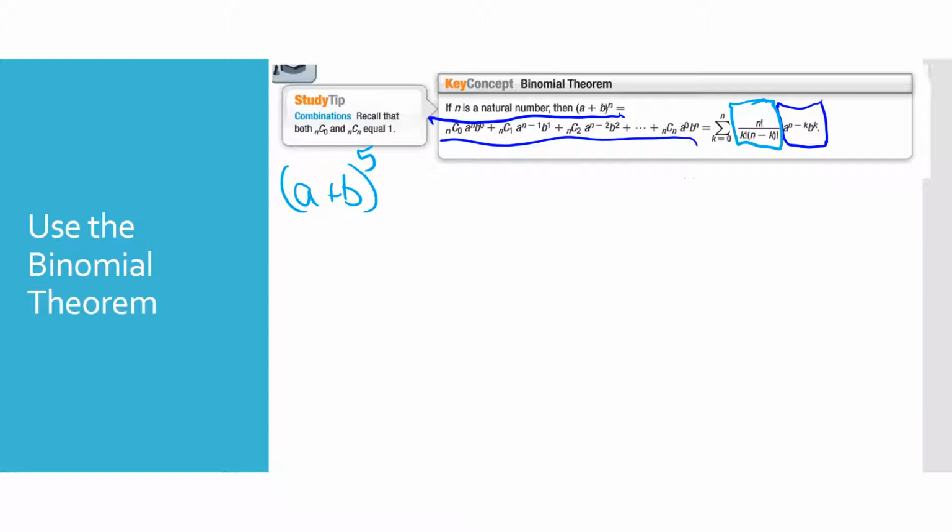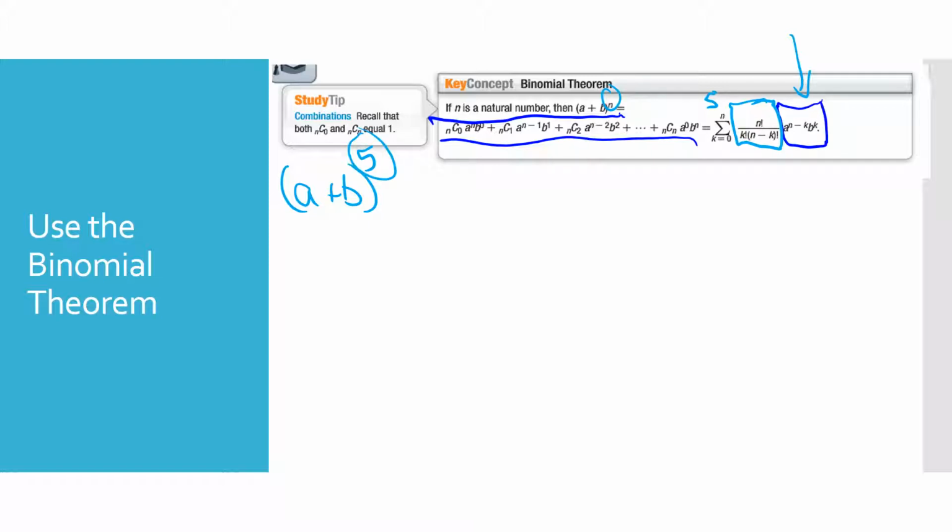So I've got a plus b raised to the 5th power, and I want to draw my attention to this portion of the binomial theorem, which is what's happening to the powers of the variables. Now, in this case, n is equal to 5, because we're raising it to the 5th power. So you can see right here and right here.